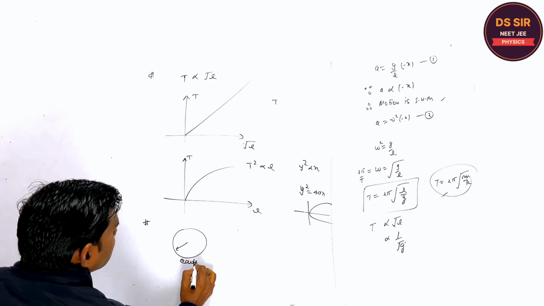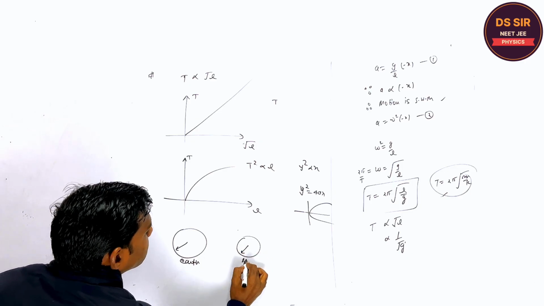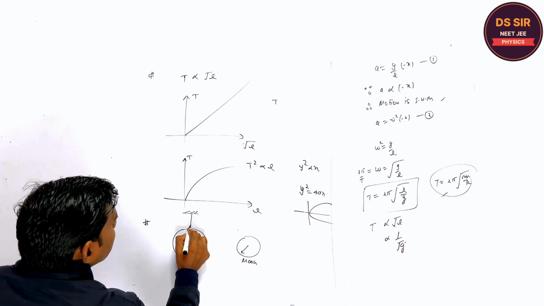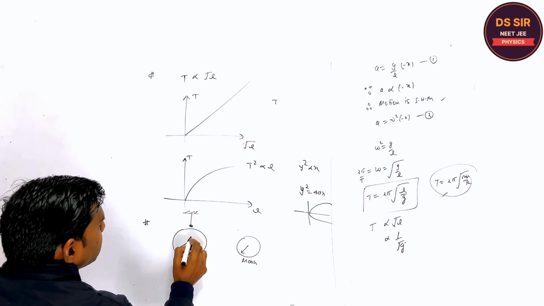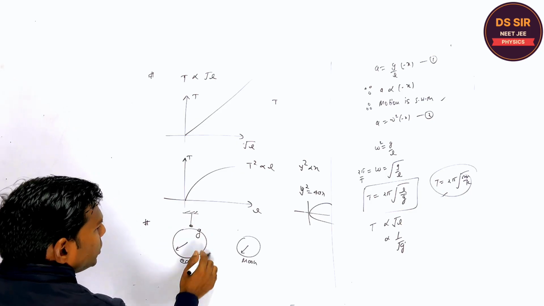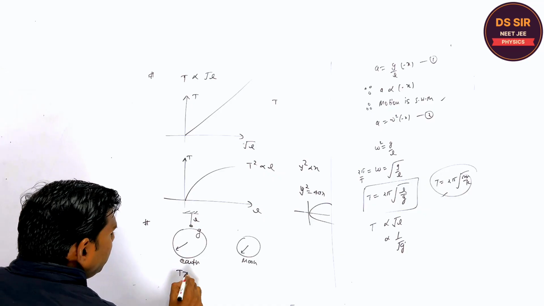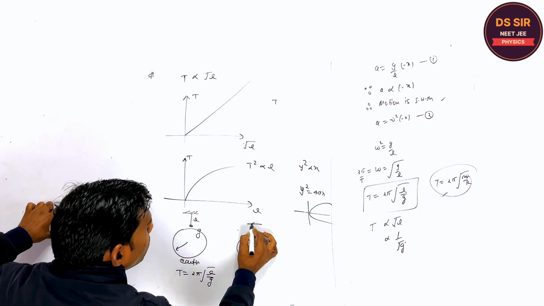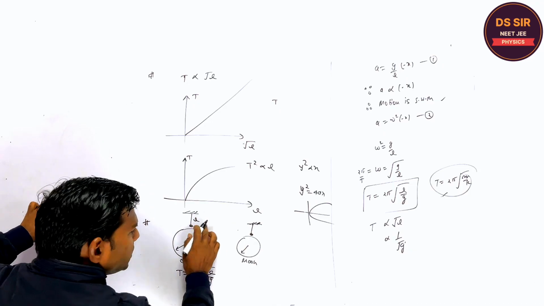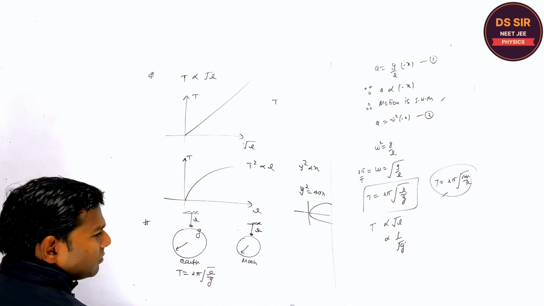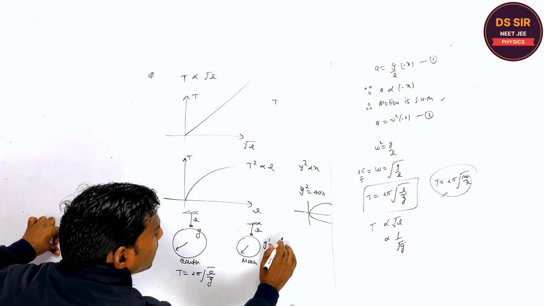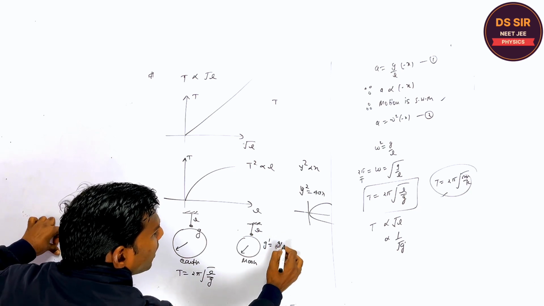This is earth and this is moon, right? If there is a simple pendulum here on the earth, the acceleration due to gravity is g, its length L. So its time period will be 2π√(L/g). But on the moon, if the same simple pendulum is taken, the acceleration due to gravity here is g/6. Are you getting or not?